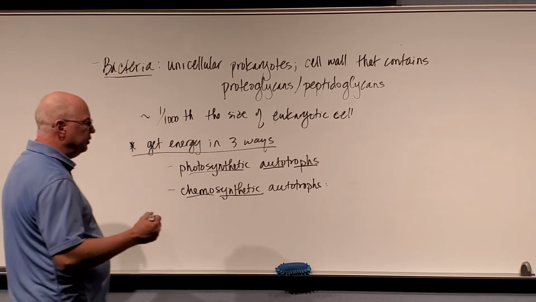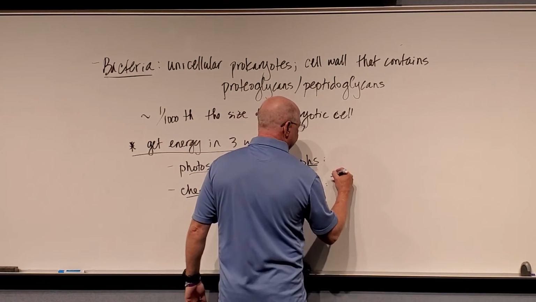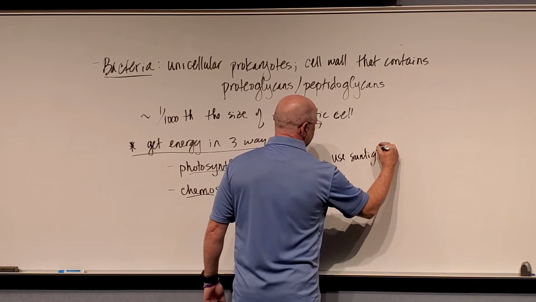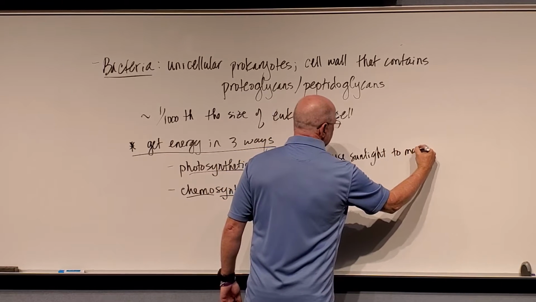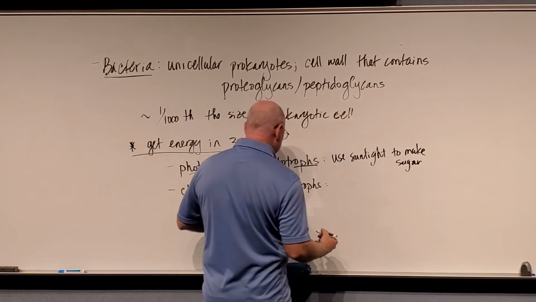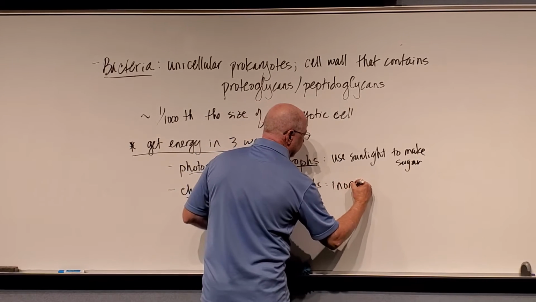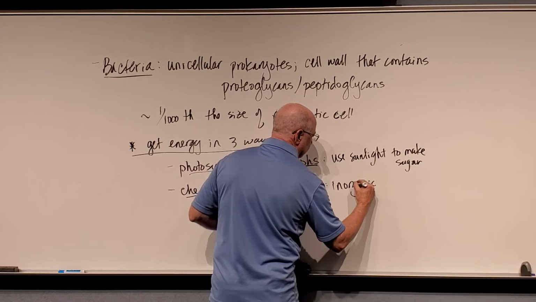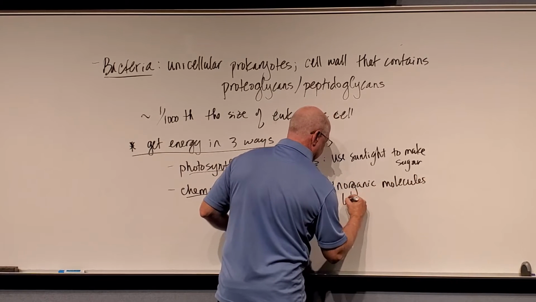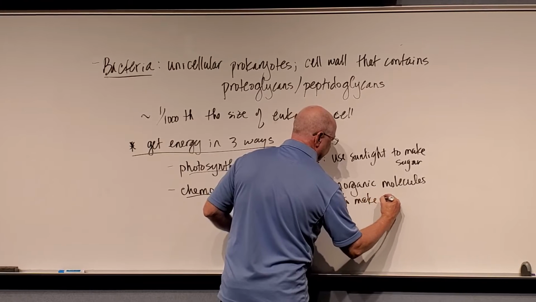And essentially what we know about chemosynthetic autotrophs is, these guys use sunlight to make sugar. These guys use what we call inorganic molecules to make energy.